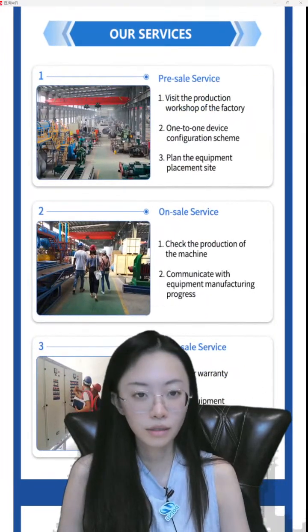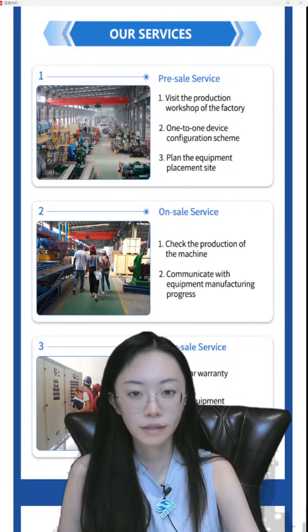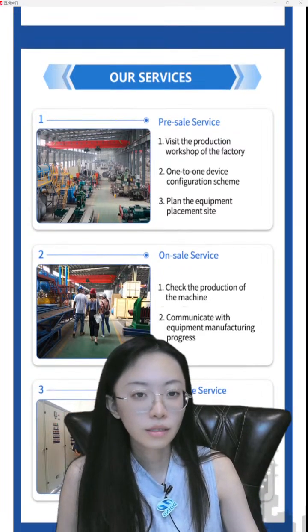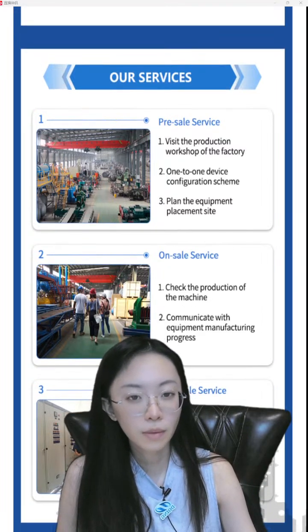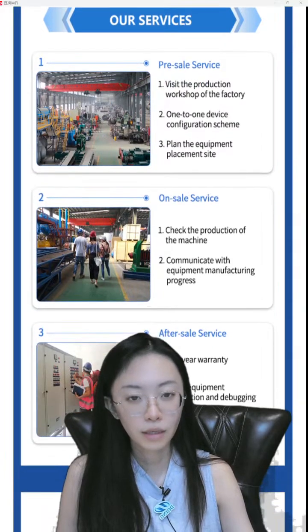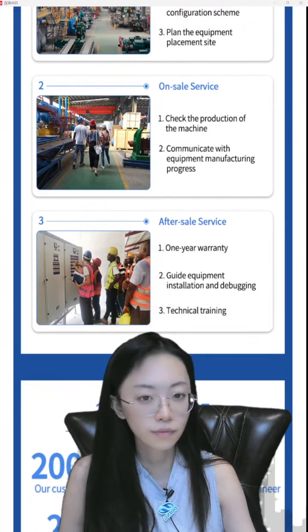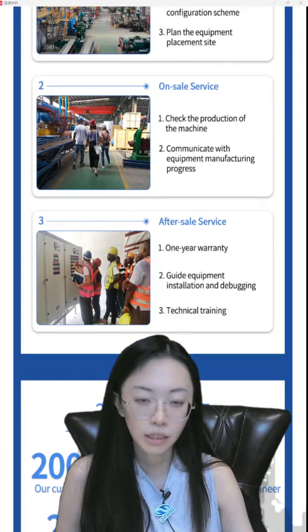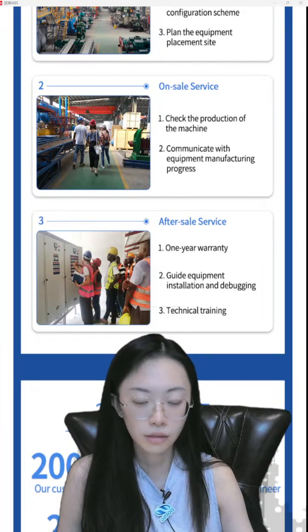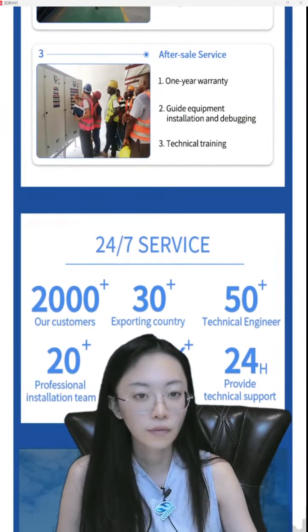For our service, we have pre-sale service, on-sale service, and after-sale service. The pre-sale service includes visiting the production workshop of our factory, one-to-one device configuration scheme, and planning the equipment placement site. About the on-sale service, you can check the production of the machine and communicate about the equipment manufacturing progress. After-sale service, we have a 1 year warranty and guide equipment installation, debugging, and technical training. Our engineer will come to your factory to finish all the after-sale service.